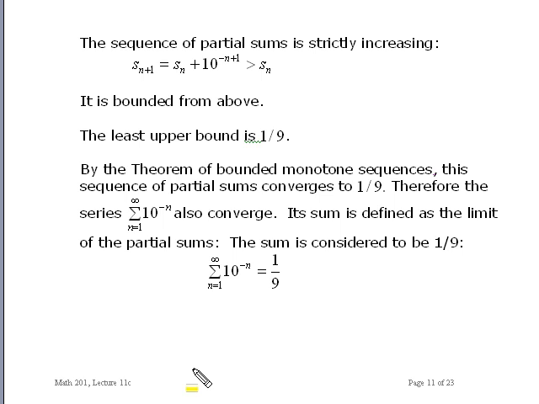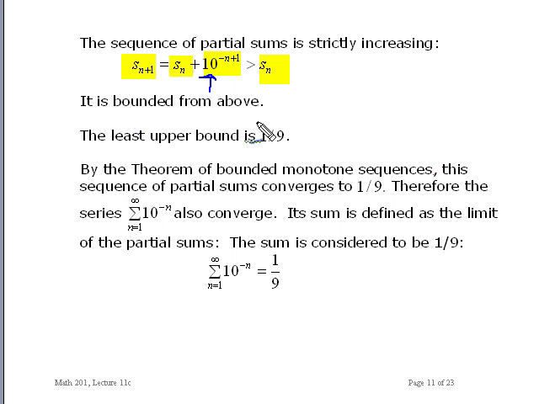So let's use the monotone test to determine the convergence of these partial sums. Notice that the sequence of partial sums is strictly increasing. The next term is the previous term plus 10 to the minus (n plus 1), and it's always greater than the previous term because this is positive, right? So you're taking s sub n and adding something positive to it. Obviously, you're going to get a bigger number.